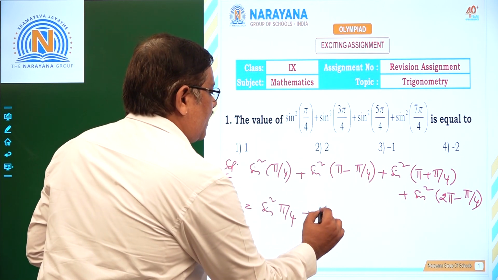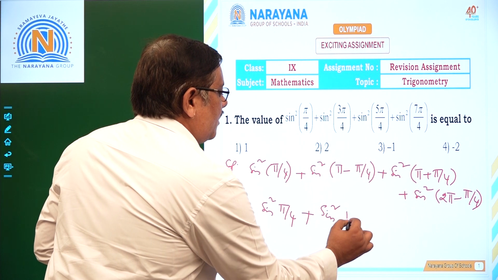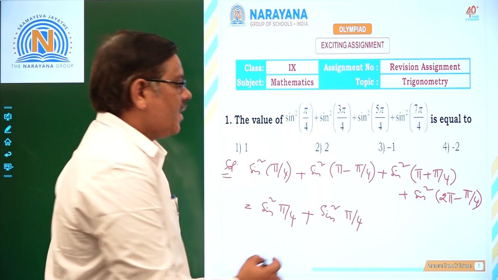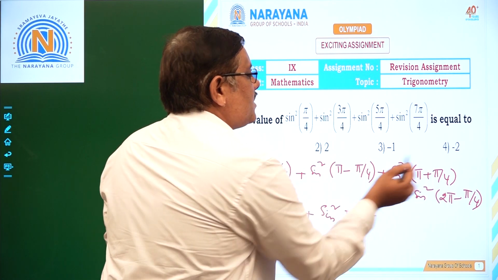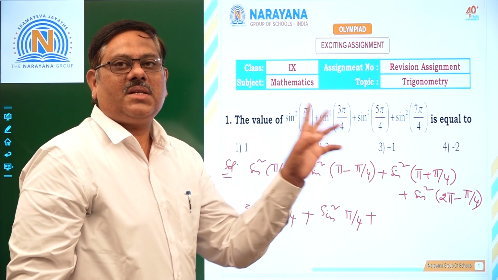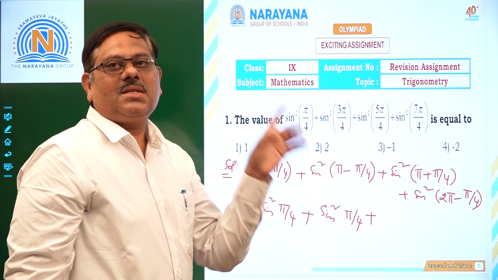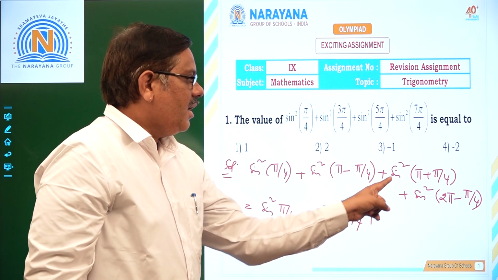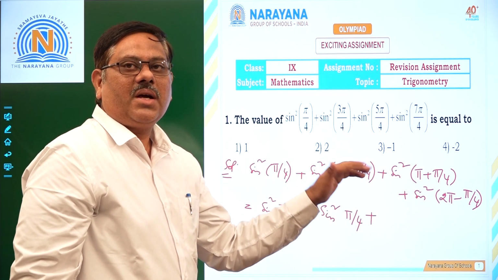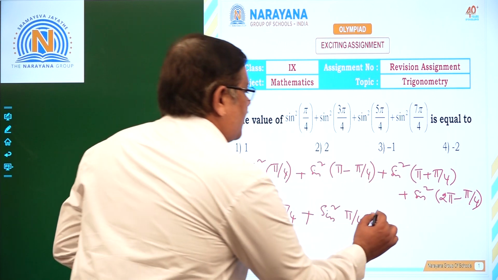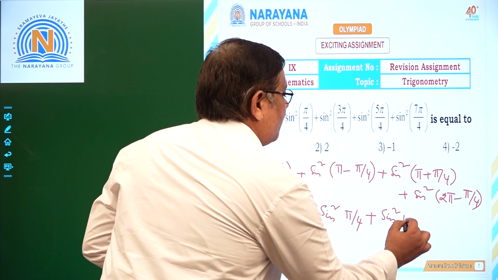Anyway, you have square for that, so it is sin square theta, where theta is pi by 4 here. Plus, here sin pi plus pi by 4. Sin 180 plus theta is minus sin theta. Anyway, you have square for this, so it becomes sin square theta itself. It is again sin square pi by 4.